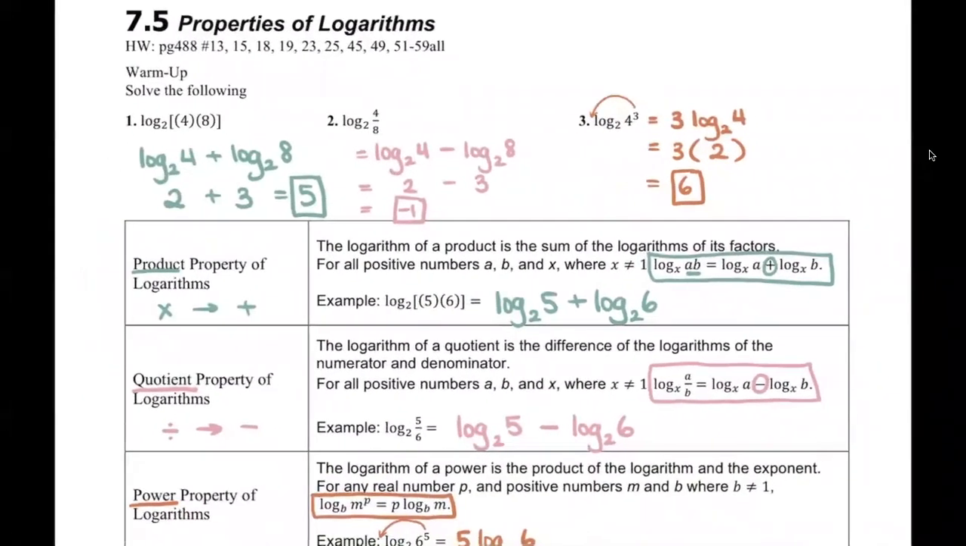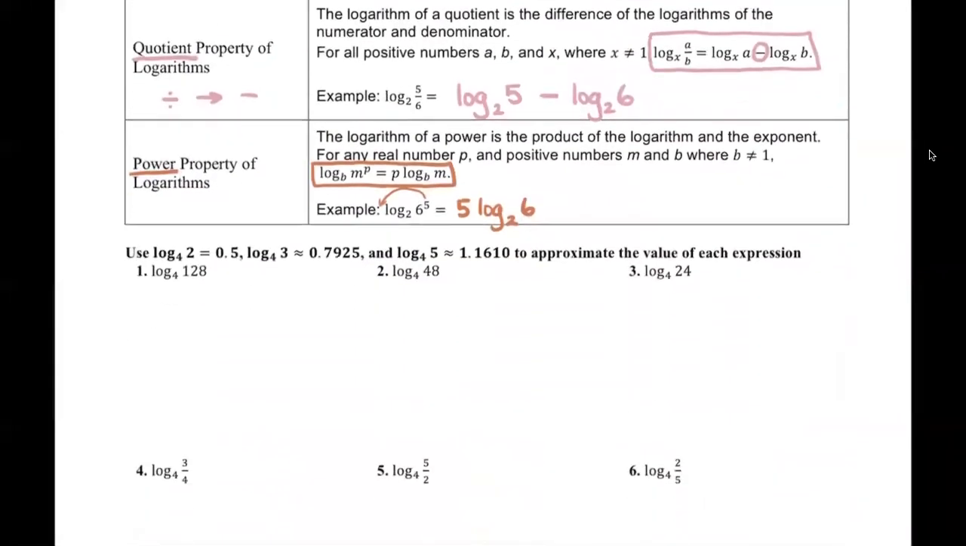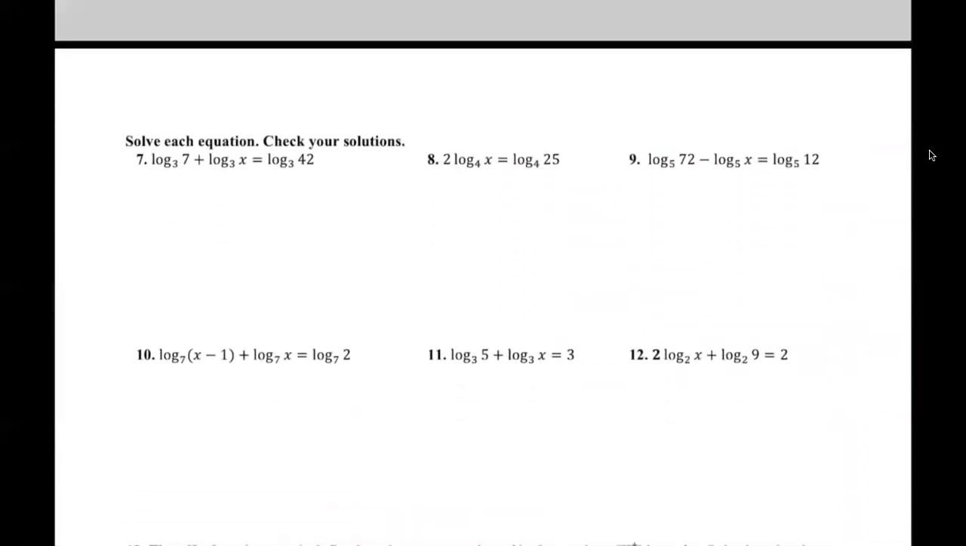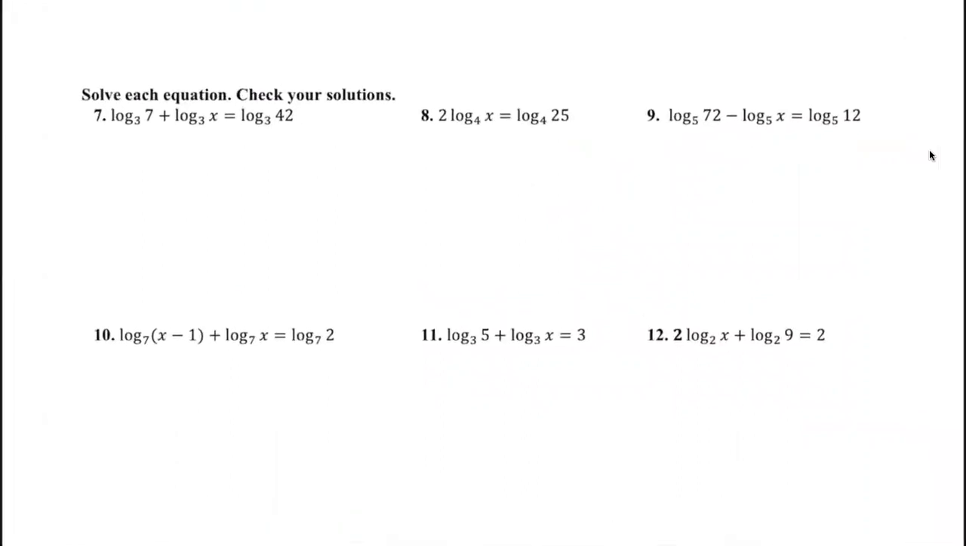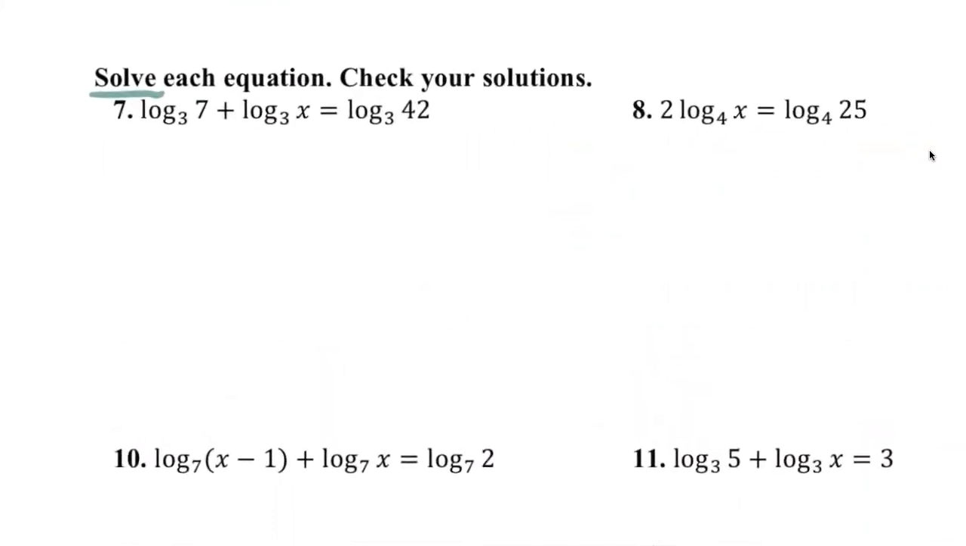Okay, so those are the properties. Let's do a few examples just to get you guys a little more used to it. I'm going to go a little bit out of order. So I'm actually going to jump to number 7 through 12 to start us off with practicing these properties. All right, so starting with number 7, we are asked to solve each equation and then check our solutions. Okay. So when I see check the solutions, typically it means, okay, there's some restrictions about log.